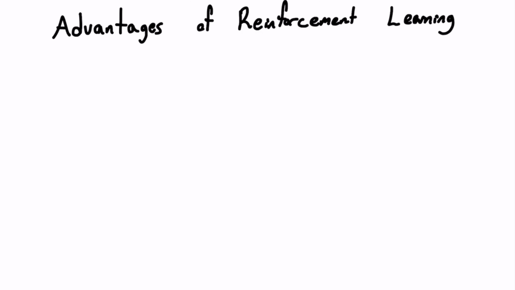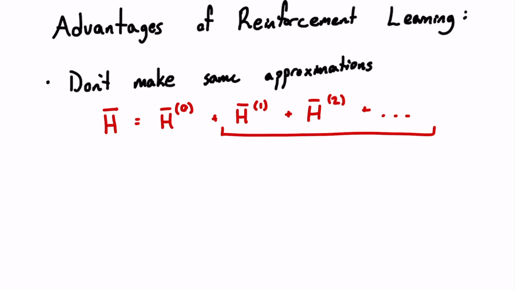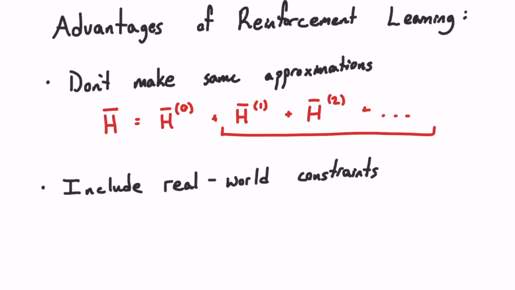There are several potential advantages to reinforcement learning over current methods. The approximations that average Hamiltonian theory uses are not made with the reinforcement learning approach, which means a more accurate representation of the physical system. Also, it's straightforward to include real-world constraints and let the agent learn how to behave within those constraints.